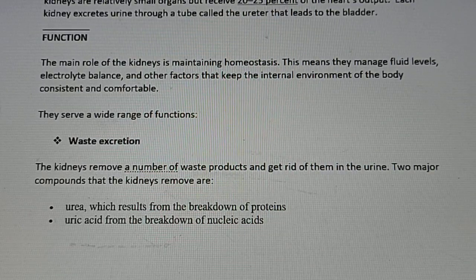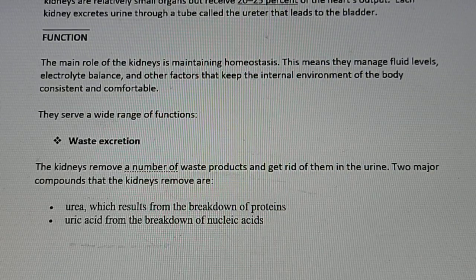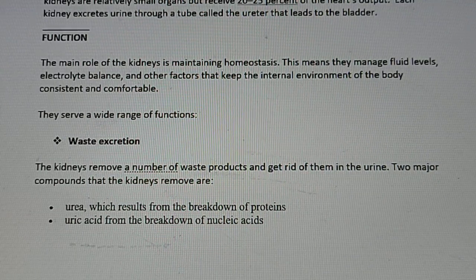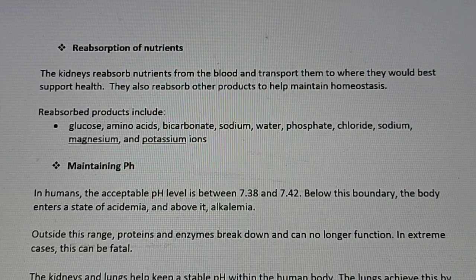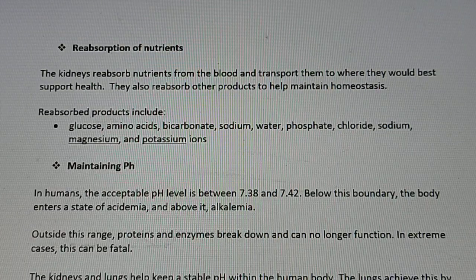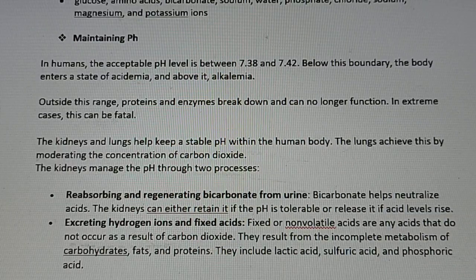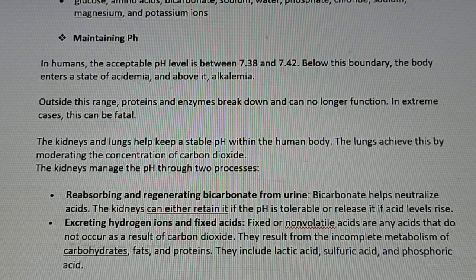We have here the functions of the kidneys, so we have waste excretion. Take a look at it, read on the information, guys. We have reabsorption of nutrients, that's another function of the kidney. We have the maintaining of pH balance, just read on this, guys. So other information about the kidney, just take a look at it.